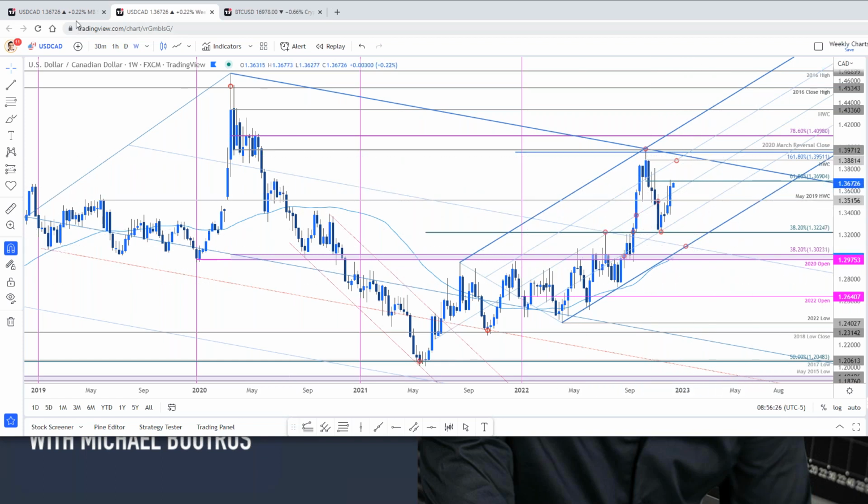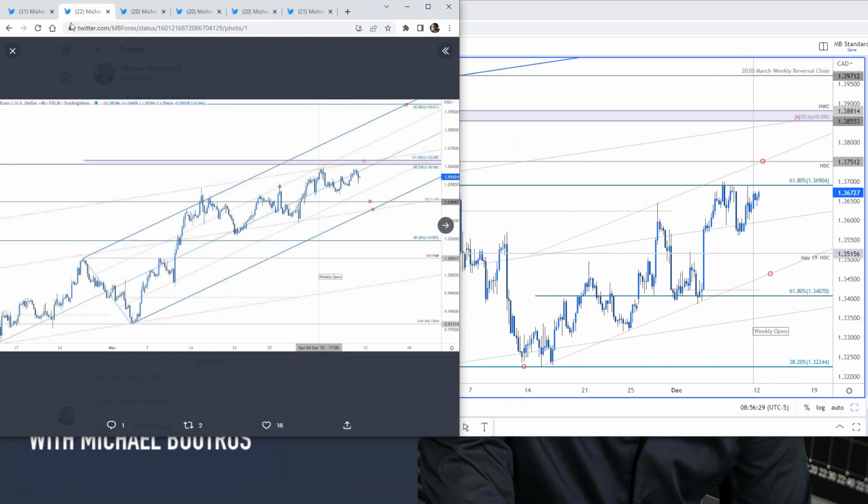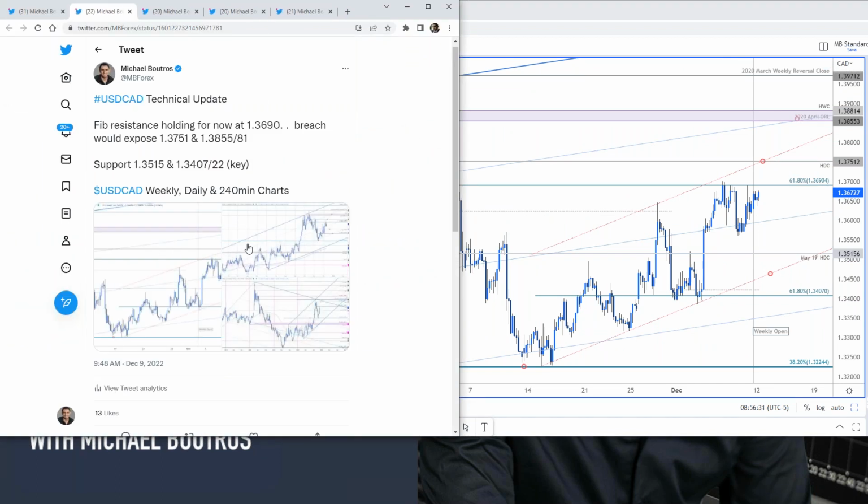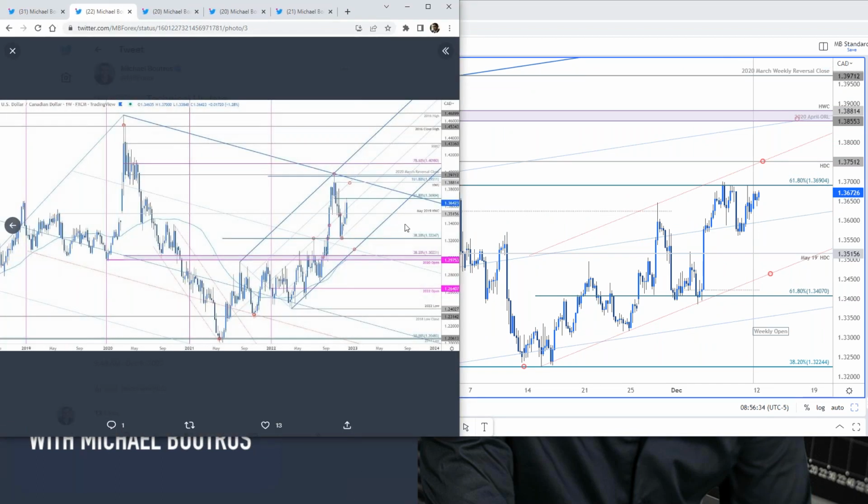Looking for some decisive price action. Let me just show you the near-term charts. And here's our last update on dollar CAD. Last week, again, there's resistance still holding, right?